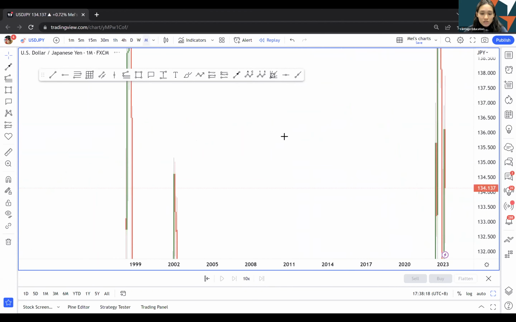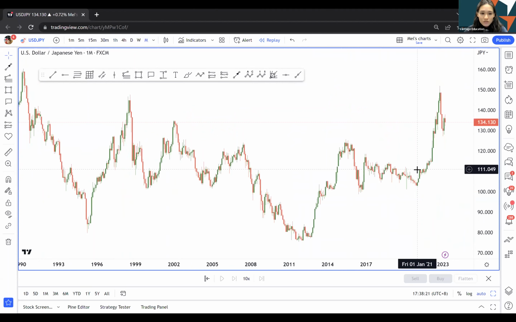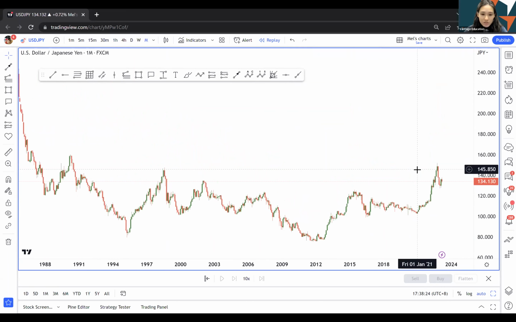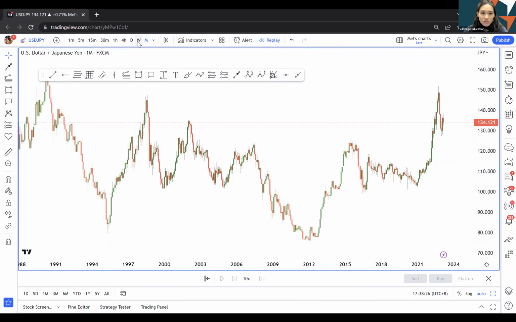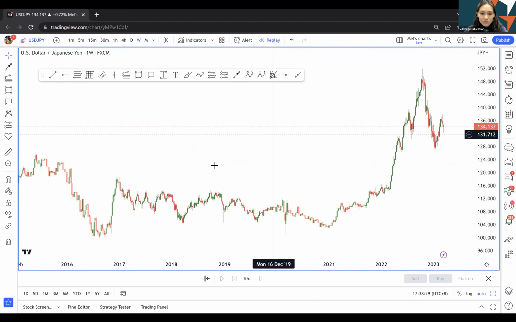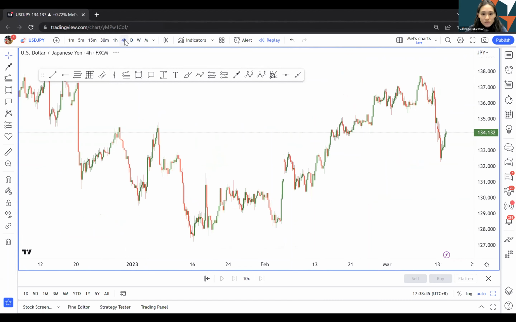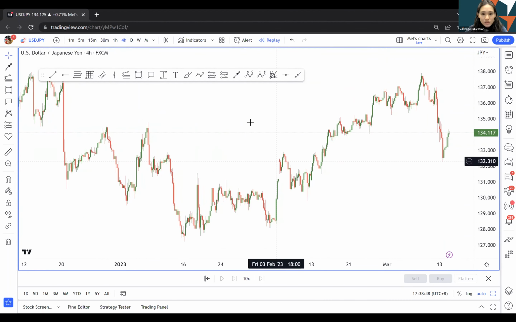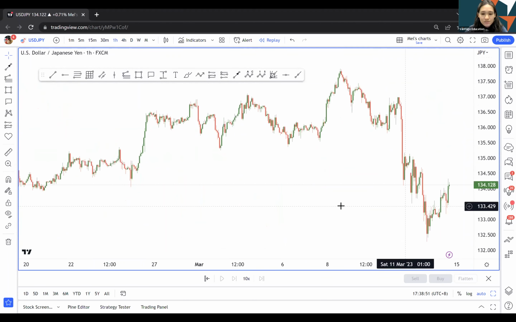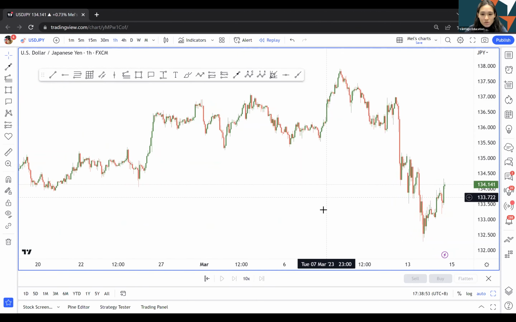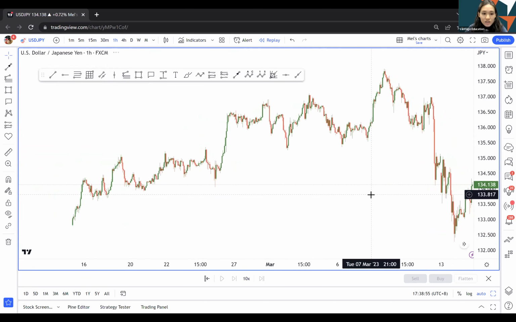Okay, now let's take a look at monthly. You can see there is a pretty clear market structure here. Weekly. These kinds of price movements are what you want to avoid before you start analyzing your charts. So we take a look at daily. Okay, 4 hours and hourly. So I'm going to go ahead and start analyzing the hourly time frame.